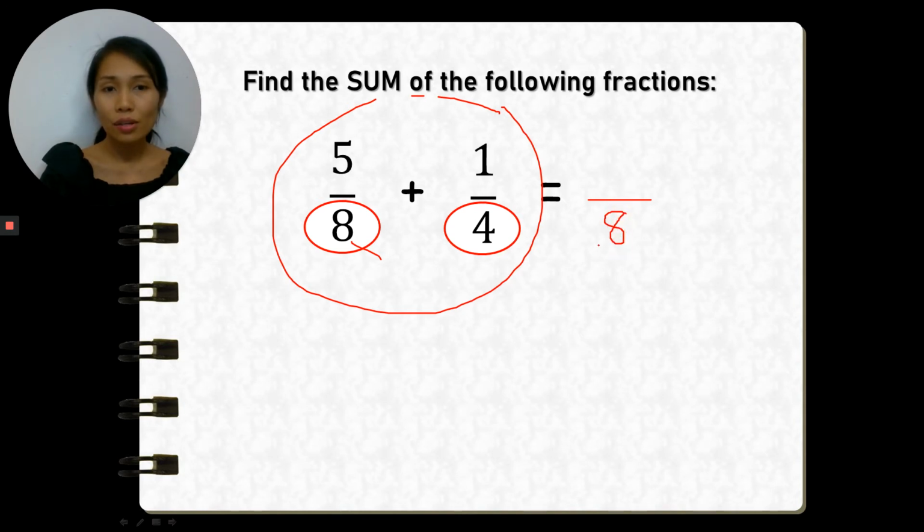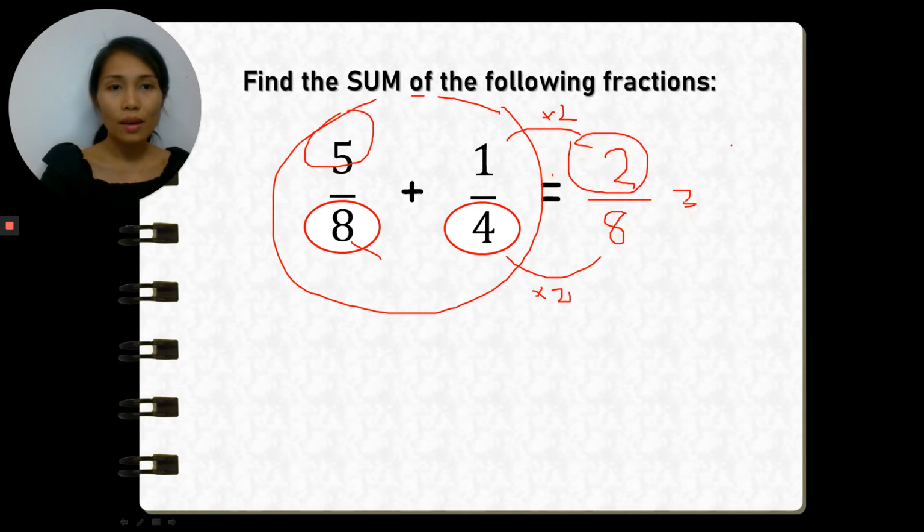It's not yet the answer, but to find the new fraction, you don't need to go to finding the LCD. You can proceed to the denominator 8. So 4 times 2 is 8, and 1 times 2 is 2. Now let's add: 5 plus 2 is 7, and the denominator here is 8. So just copy 8. So see, we got the same answer.